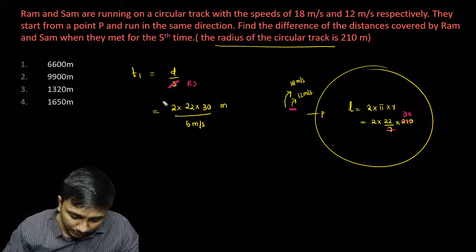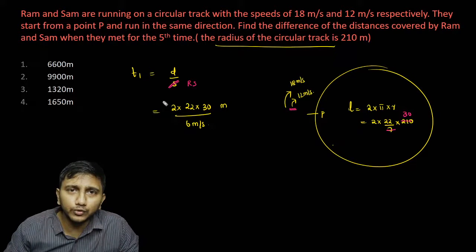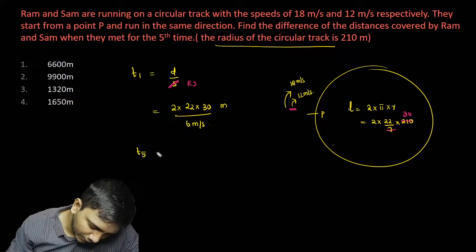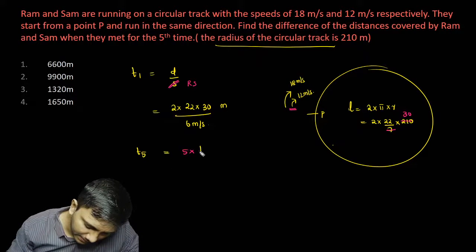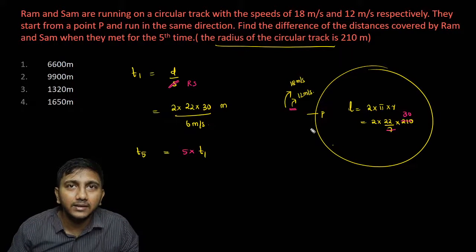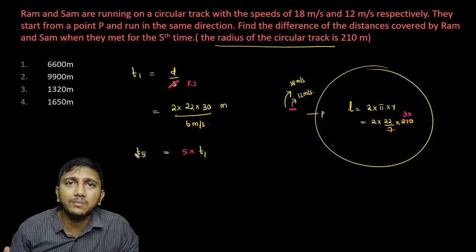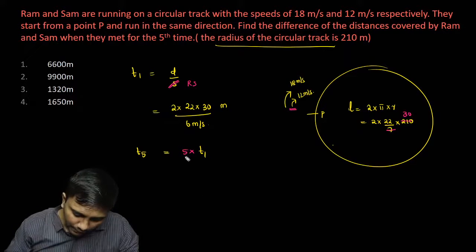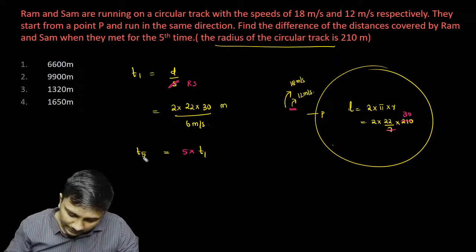Now, what are we supposed to find out? We have to find out the difference in the distances when they meet for the fifth time. So let me first find out the time taken for the fifth meeting. Time taken for the fifth meeting is going to be 5 times the time taken for the first meeting, because we're dealing with a circular track. You can just multiply it by the number of times you want. So for the fifth meeting, 5 into time taken for the first meeting. For the 10th meeting, 10 into time taken for the first meeting. So 5 into time taken for the first meeting is going to be the time taken for the fifth meeting.